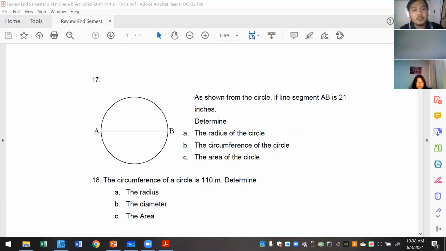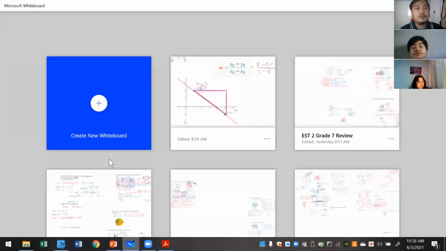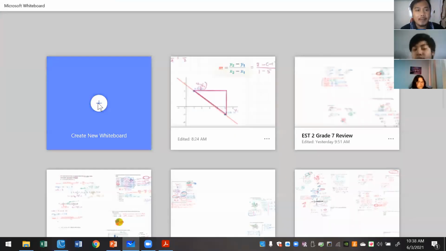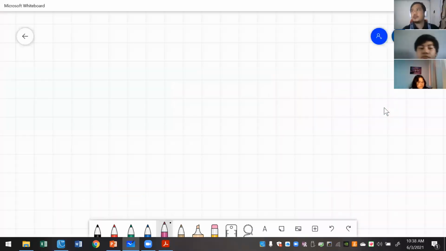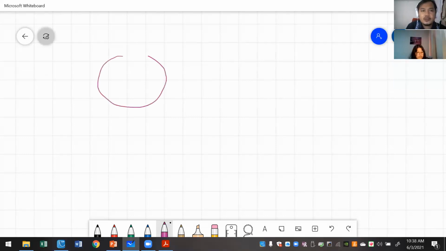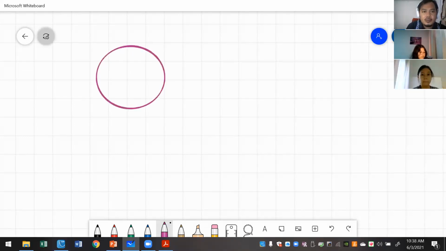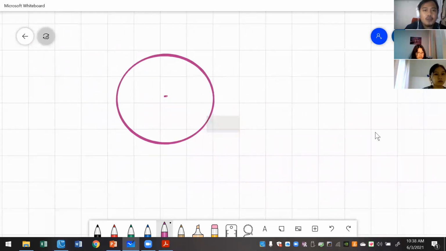Okay, let's just start with a short review of what we have learned about circles. As we know, a circle is a collection of points that are equidistant from a single point. Assume that this is a circle, and then we have this point in the middle of that circle. We call that the center point, right?